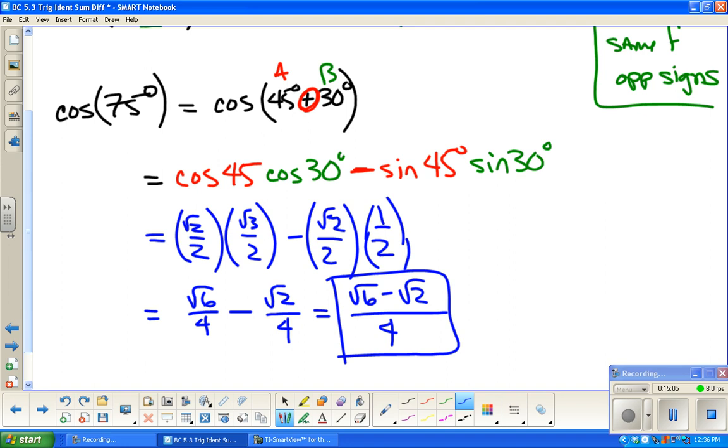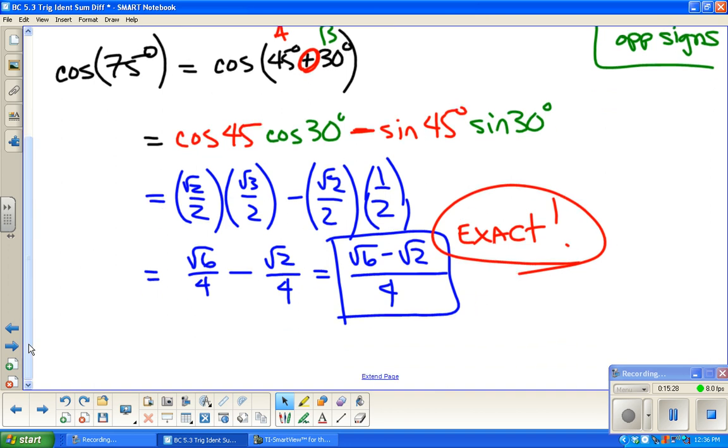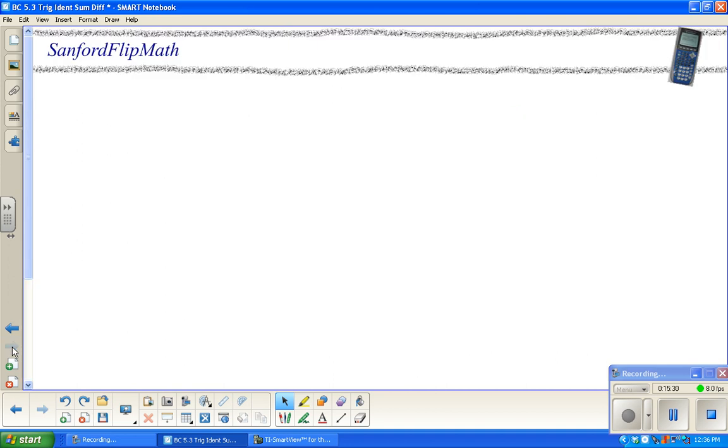Leave it alone. Check it in your calculator, see if cosine of 75 degrees in degree mode gives you the same decimal as square root of 6 minus square root of 2 over 4. So the idea is that this is exact. There is no rounding going on here. There are times when that's useful, and we need to be able to handle that when that happens. All right, let's do another one.